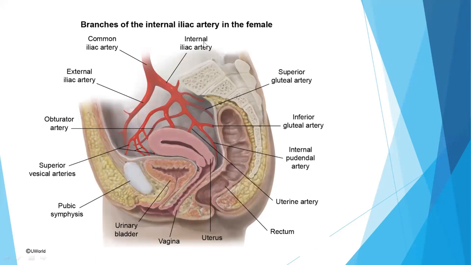So these are the branches of the internal iliac artery in a female. Here we have the common iliac artery, from where there is a branch of external iliac and internal iliac. From the internal iliac, the major branches consist of the superior gluteal artery, inferior gluteal artery, internal pudendal artery, and uterine artery. Then we have the superior vesical arteries and the pubic symphysis. Here we can see the most important part related to the question, that is the uterine artery.